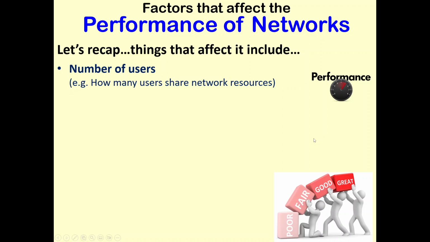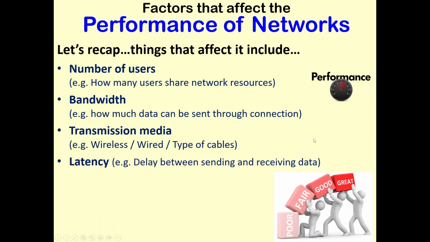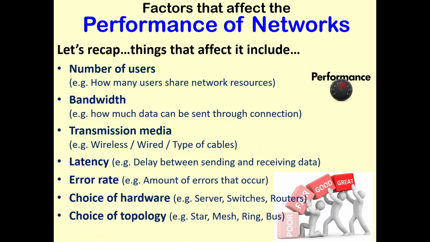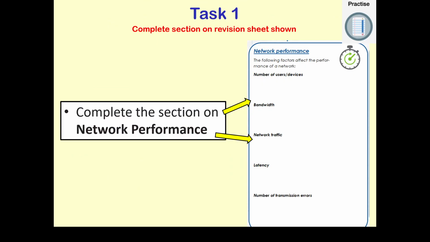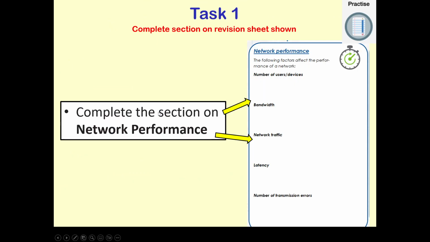So, key things. Number of users, bandwidth, the transmission media that's used, the latency, the error rate, the hardware, the topology. They all affect the performance of a network. So on your sheet here, for the ones that have been given, write down some notes now. How does it affect the performance of a network?